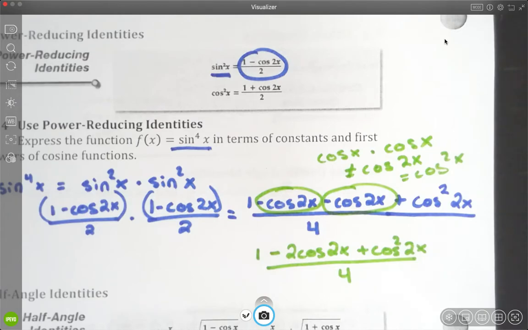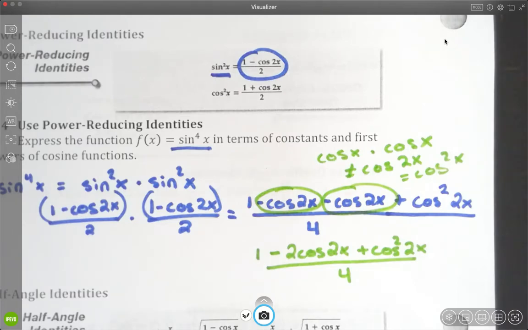We want to write this in terms of constants and first degrees of cosines and sines. Do we have everything in the first power? No, we don't. We have this guy, cosine squared of 2x.